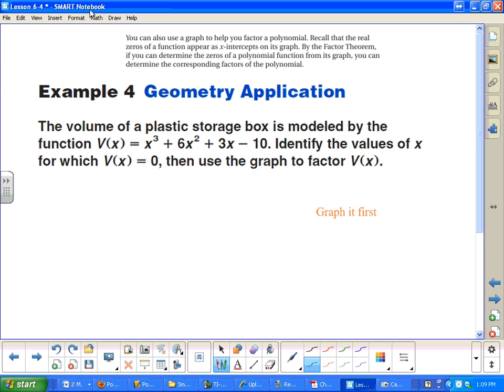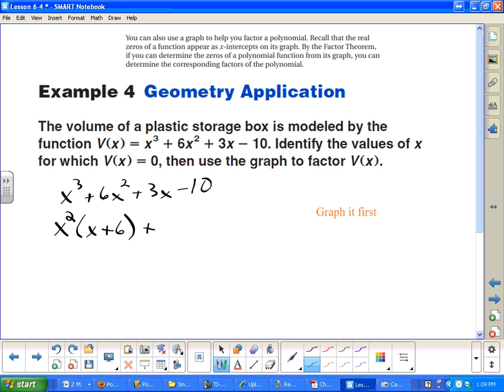So let's look at this polynomial. X cubed plus 6x squared plus 3x minus 10. Okay, it's got 4 terms. So if it's got 4 terms, I'm hoping I can factor that. Okay, factor by grouping. Let's see. What do these two have in common? X squared. Okay, so we have x squared times x plus 6.